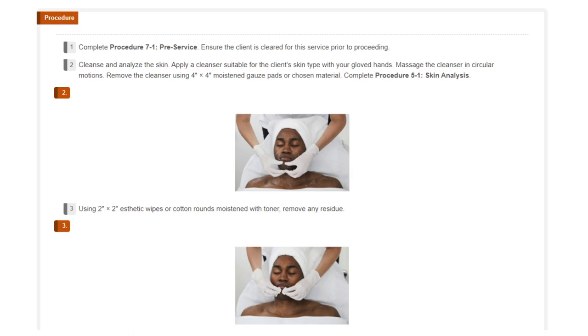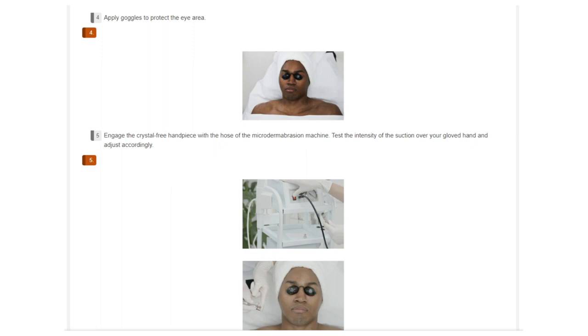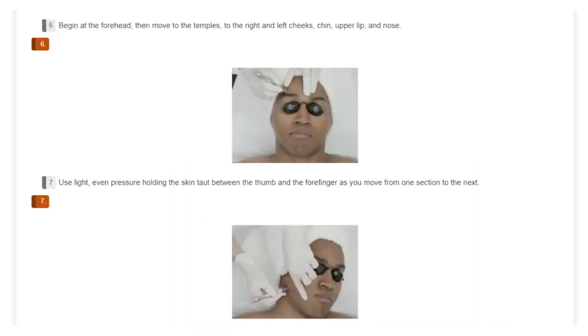3. Using 2x2 aesthetic wipes or cotton rounds moistened with toner, remove any residue. 4. Apply goggles to protect the eye area. 5. Engage the crystal-free handpiece with the hose of the microdermabrasion machine. Test the intensity of the suction over your gloved hand and adjust accordingly.